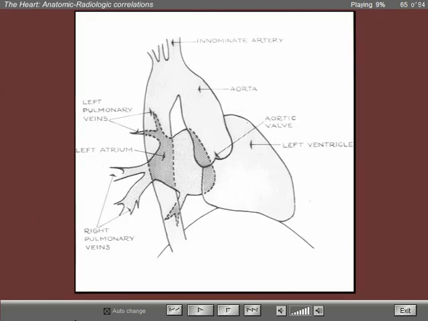This is a diagram of the levoangiocardiogram where we note the left atrium dorsally located and the left ventricle ventrally located. Note the position of the aortic valve and of the ascending and descending portions of the thoracic aorta.